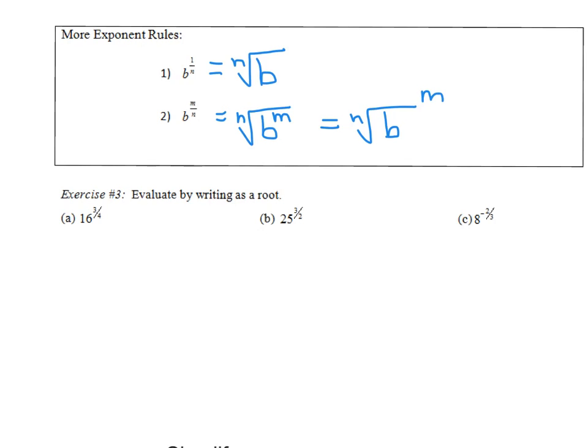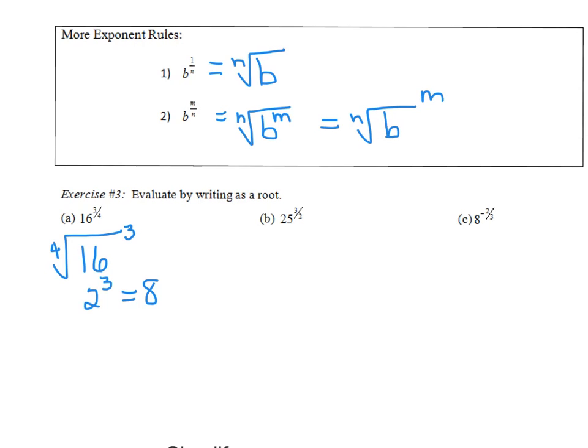Let's go on to exercise number 3 and rewrite as a root 16 to the 3/4. That just means that I've got 16 as my base, the root number is 4, and the exponent is a 3. If at all possible, I try to do the root first, because that makes my base a smaller number to raise to a power and get bigger. So the 4th root of 16 would be 2. Then I'm going to raise that to the 3rd power. 2 to the 3rd power is equal to 8.